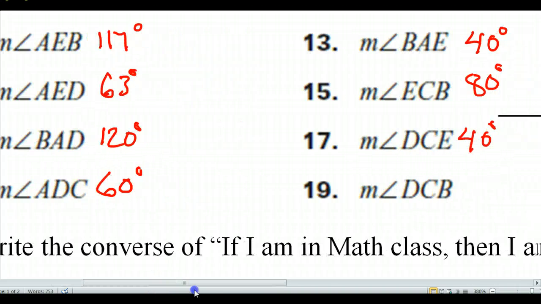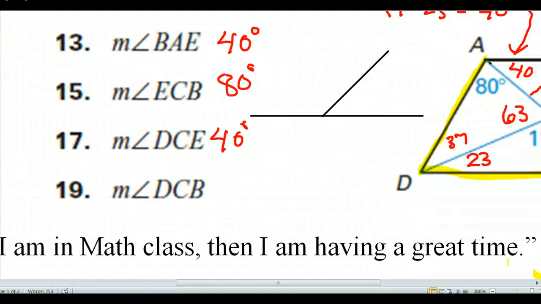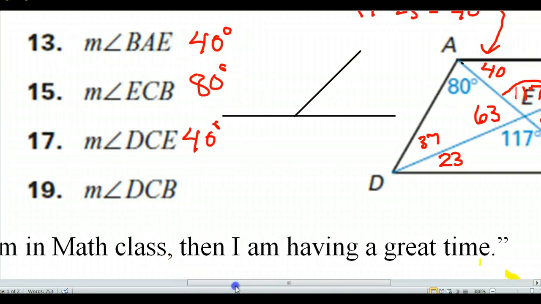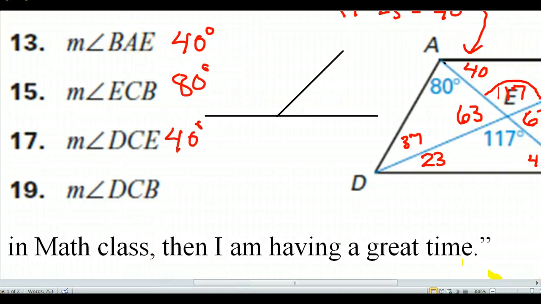And finally, number 19. Angle DCB. Jordan, that's 2. We don't say shut up in here. Angle DCB.